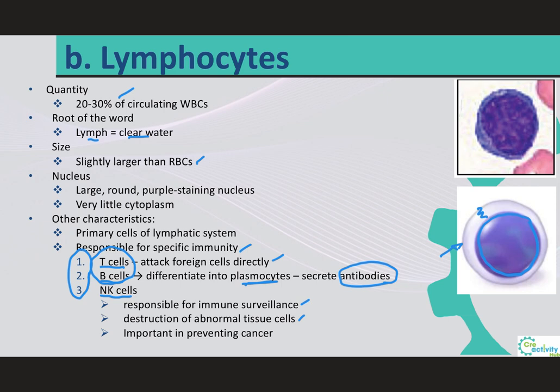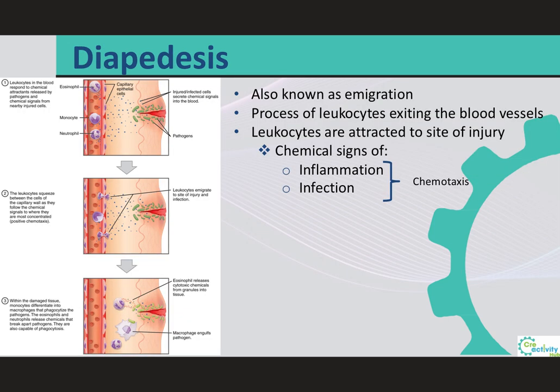And this cell is one of the cells that are important in preventing cancer. So if you have a cell that's mutated and it looks a little bit weird, then the natural killer cells are going to go there and destroy that cell, preventing the spread and the differentiation and division of this cancer cell.